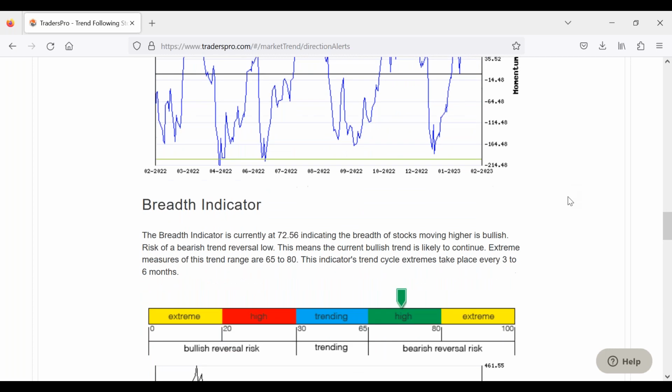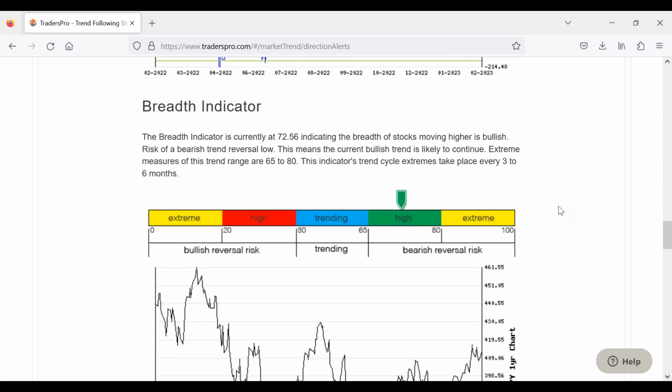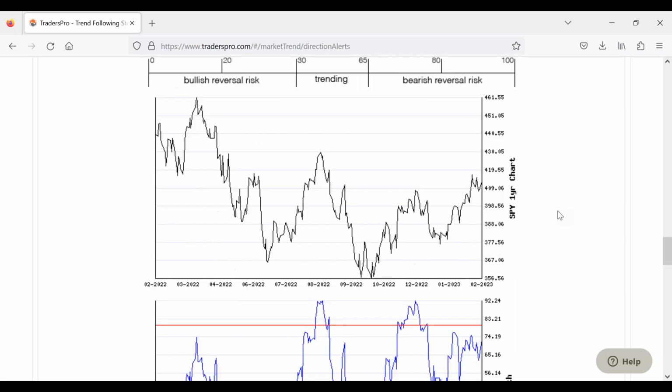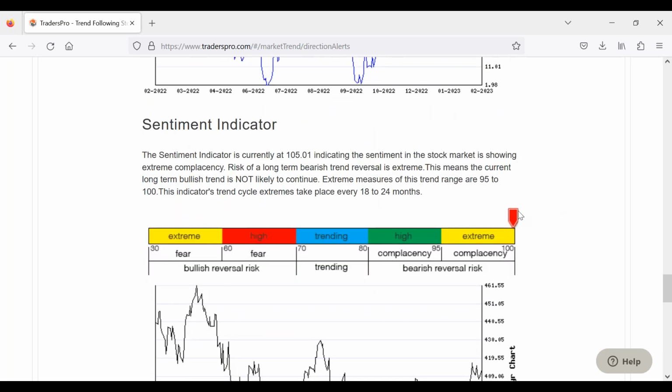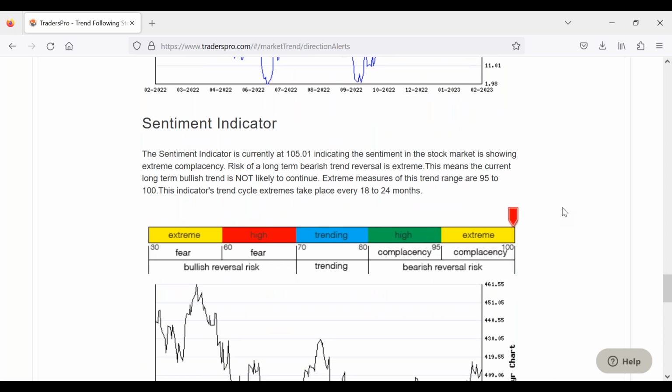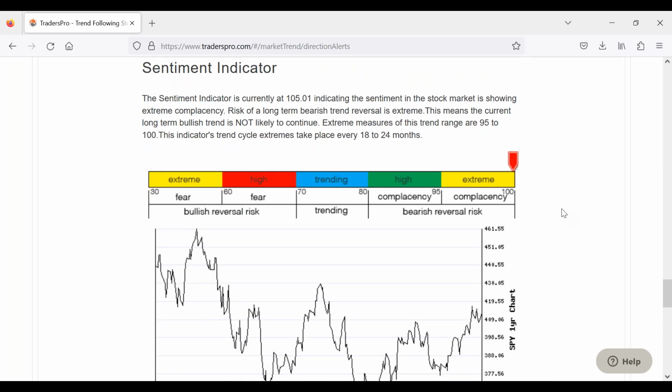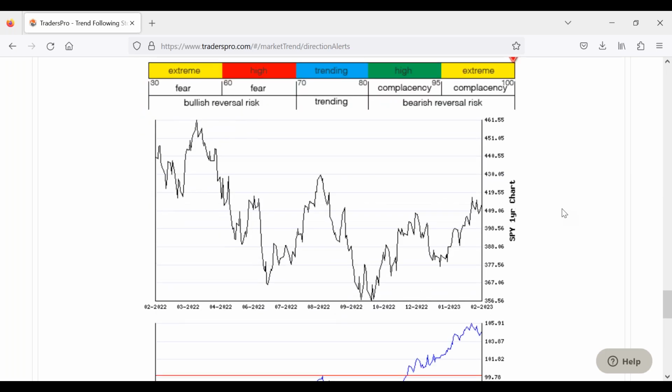So if the market does want to run right here, there's room for it to run, or if it's going to sell off and pull back, there's room for it to pull back. It's not overbought or oversold right now, so both those are okay. Sentiment, again, is still very, very extreme. I don't expect that to come down anytime soon.